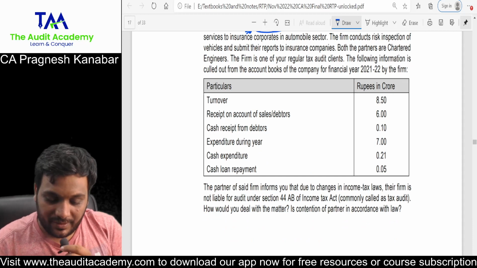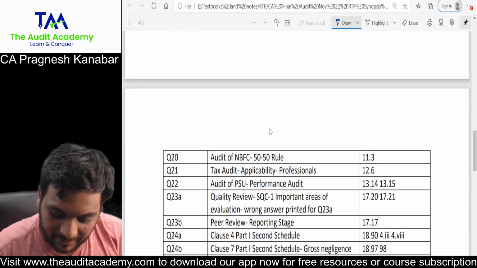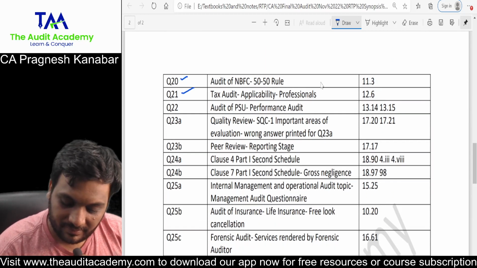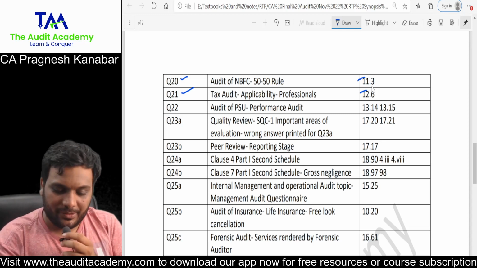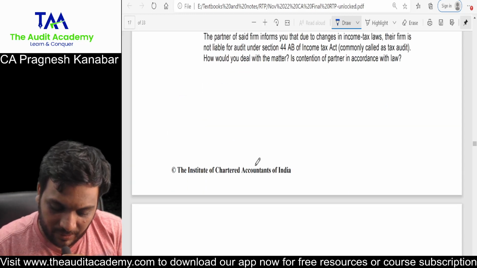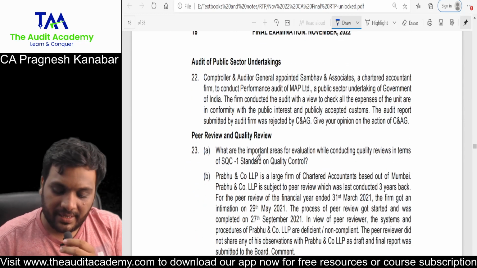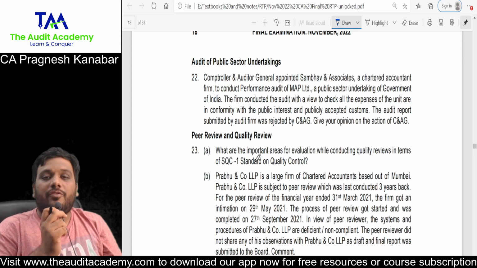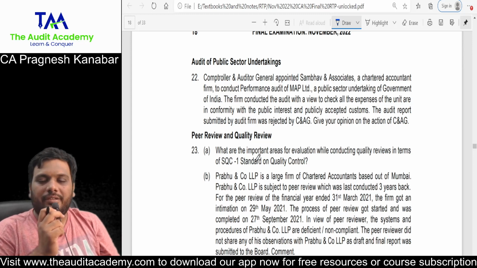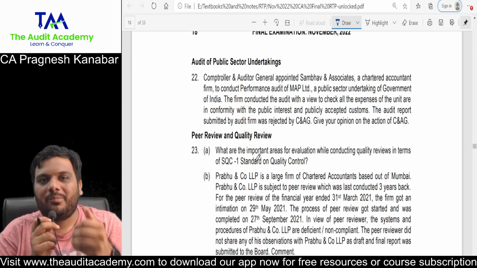And if you see, I have given all the page numbers and stuff, so you can just get a proper synopsis of what is going on. The next question is a very simple question: the CAG of India has appointed the auditor, I mean some chartered accountant, for conducting performance audit. And now that is for performance audit.